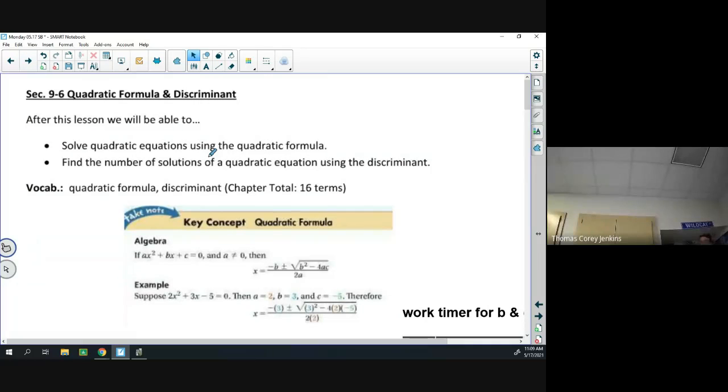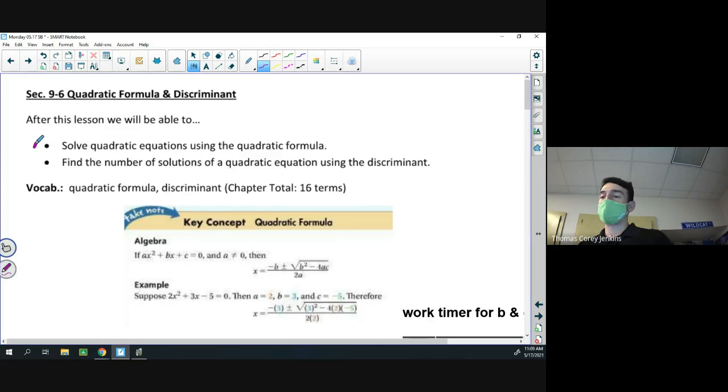All right, gang. So, like I said, this is going to be the last lesson of the year, section 9.6, called the quadratic formula and the discriminant. Our learning targets are basically, the big one is the top one there. We want to be able to solve quadratic equations using the quadratic formula. And then we can also use this thing called the discriminant to identify how many solutions an equation has.